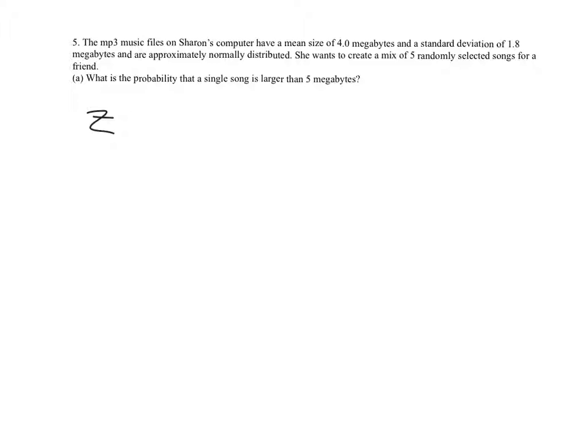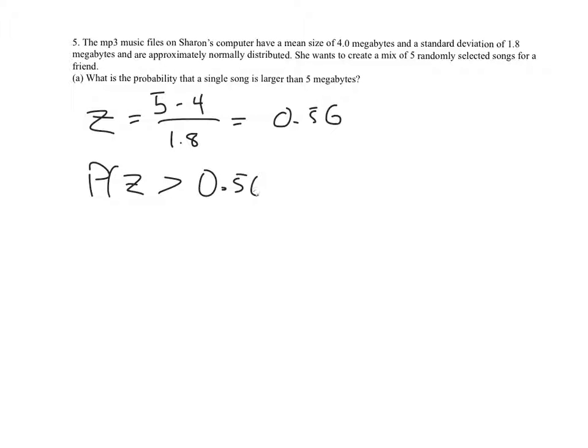So this is a standard z-score problem. My mean is 4, so I want to take 5 minus 4 divided by my standard deviation, and I end up with a z of 0.56. And this is a greater than problem because I want to know if it's larger than 5.